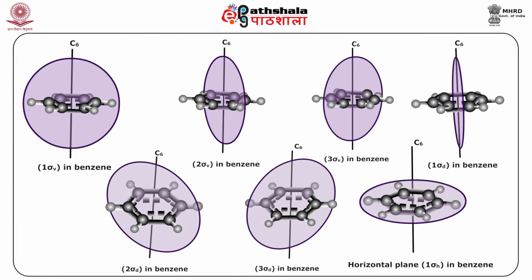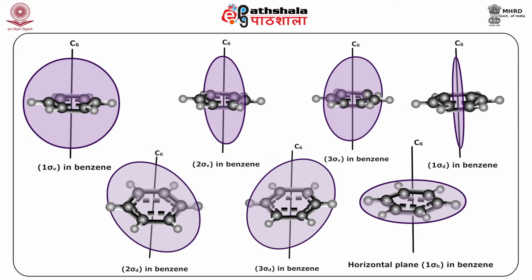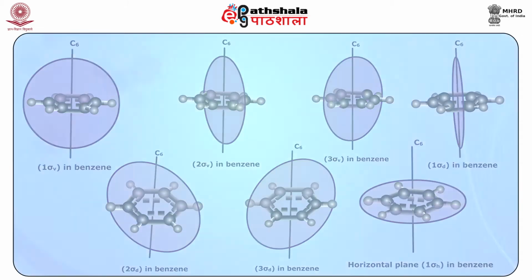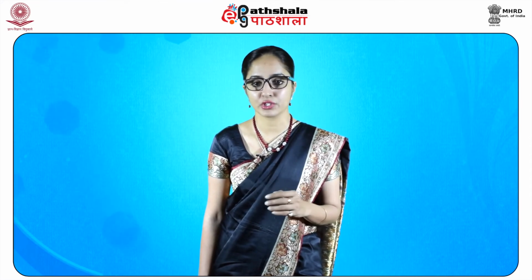Benzene, on the other hand, contains a total of 7 reflection planes, 1 horizontal plane and 6 vertical planes. This is also shown here clearly in the figure. The inversion center is the next element of symmetry that we shall talk about. The inversion operation occurs through a single point called the inversion center, denoted by the letter i, located at the center of a particular molecule. Note that the inversion center may or may not coincide with an atom in the molecule.